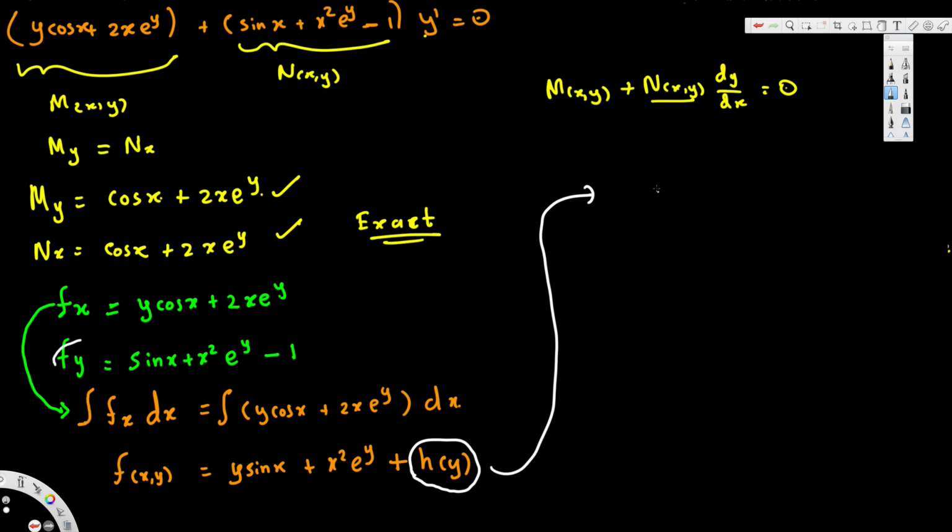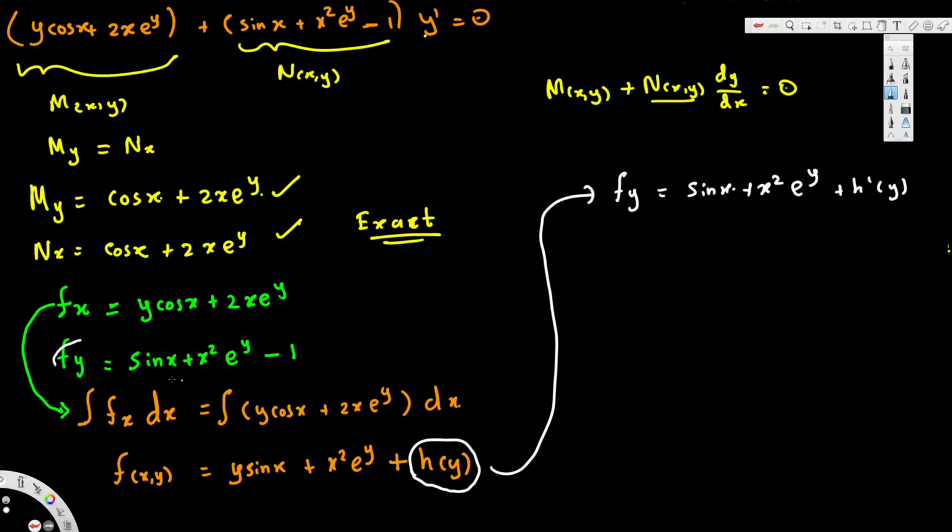Now if we take the derivative of this one with respect to y, we treat x as a constant, so this is going to be just sin x, and here, if we take the derivative with respect to y, x square will remain the same, and the derivative of e power y is still e power y, and the derivative of h of y is going to be h prime of y.